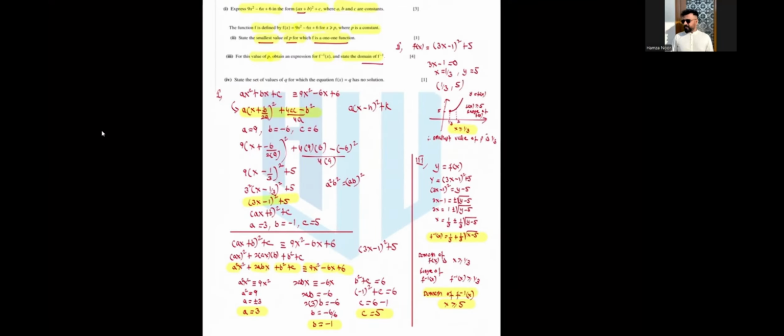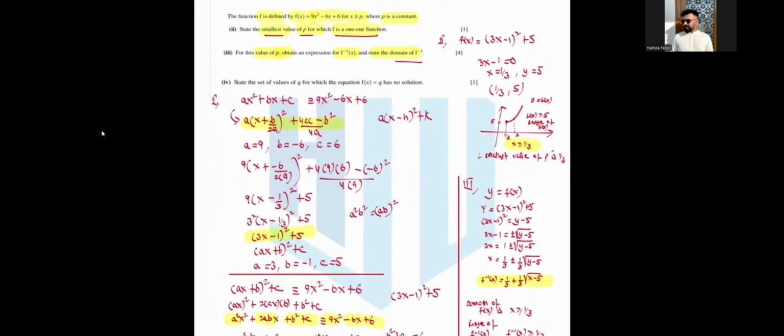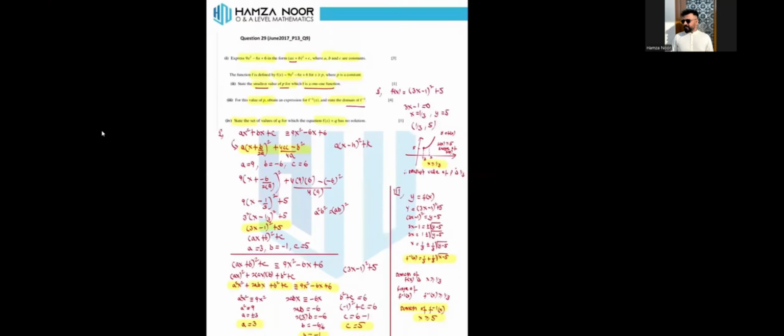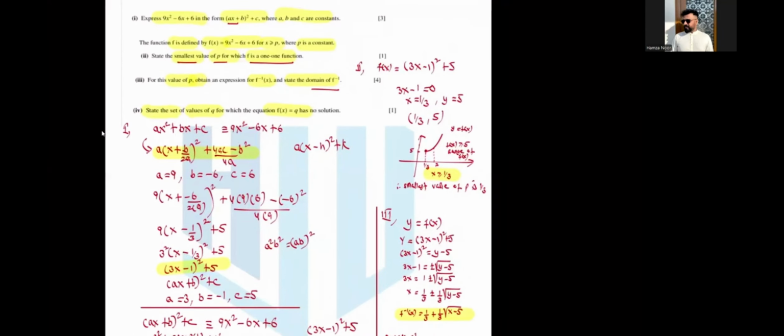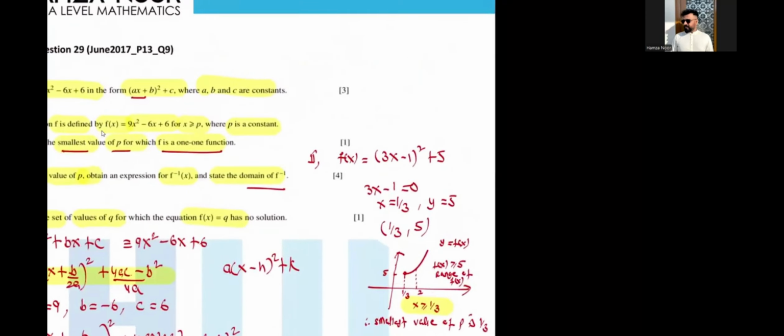All right, so now we have part 4, which says state the set of values of q for which the equation f(x) equals q has no solution. This part 4 is worth 1 mark. We can use the graph of f(x) here as well. If anyone gives you an equation f(x) equals q, this essentially means that you are observing the point of intersection between the graph of f(x) and the line with the equation y equals q, the horizontal line y equals q.